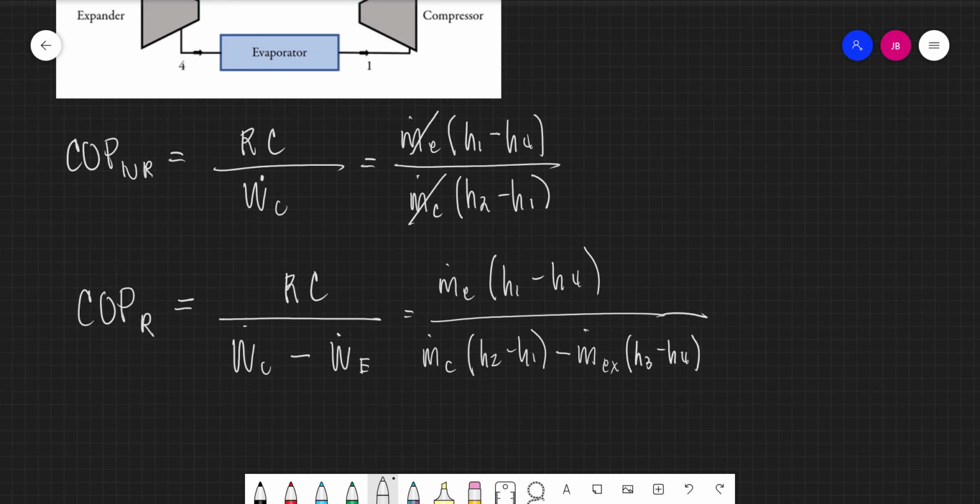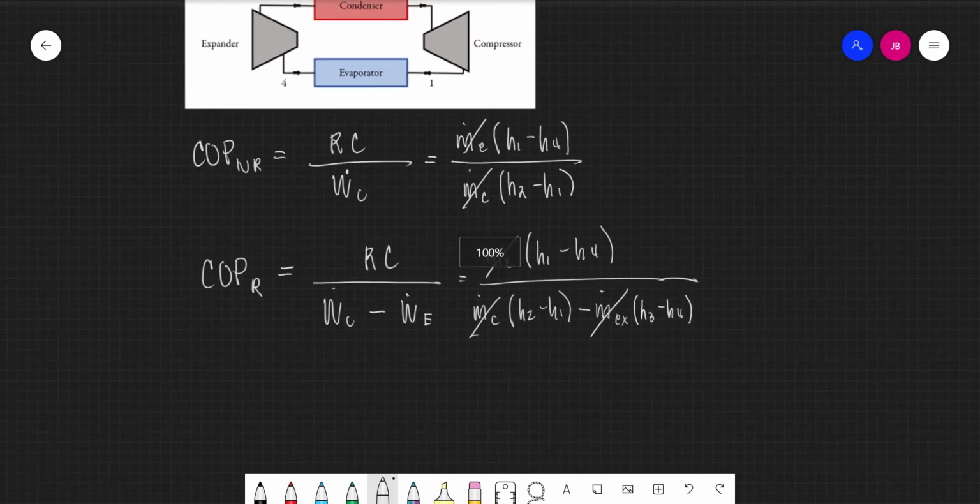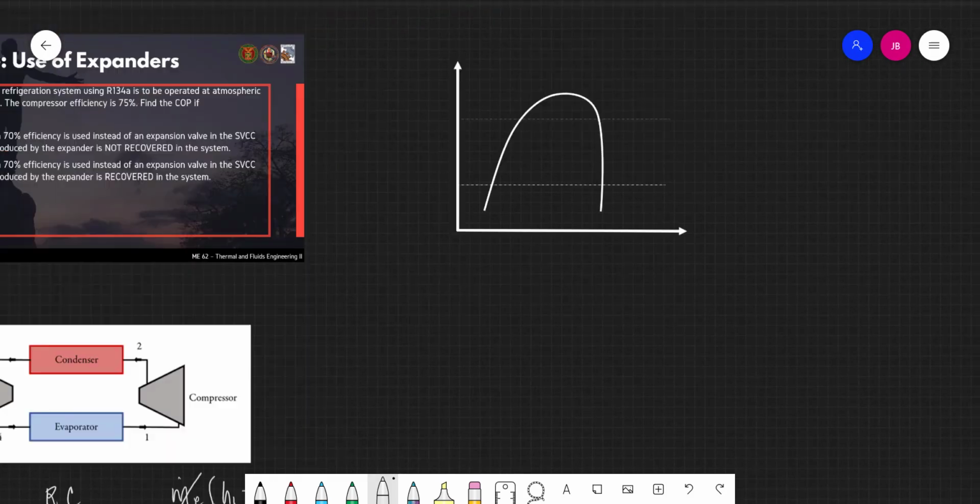So, alam natin na itong mass flows na ito ay magkakaparehas lang, so magka-cancel out sila. In other words, the first step in order to solve this problem is for us to solve for the different states H1, H2, H3, and H4. Simulan natin ito sa pagdrawing ng pH diagram.